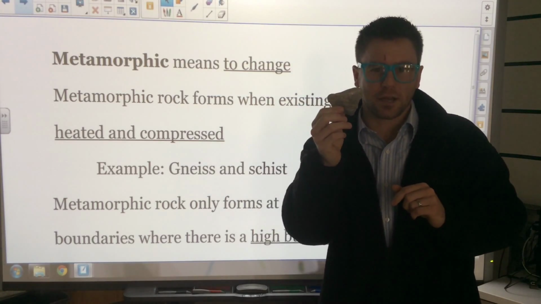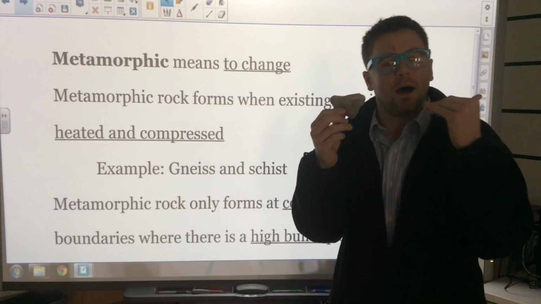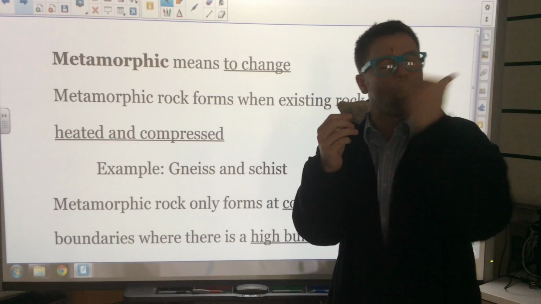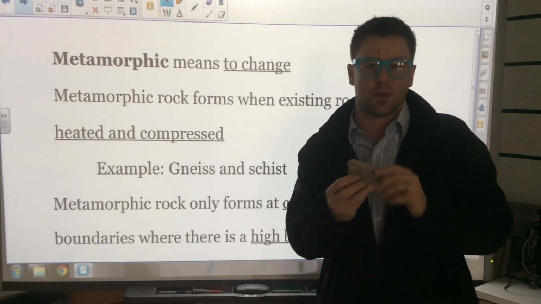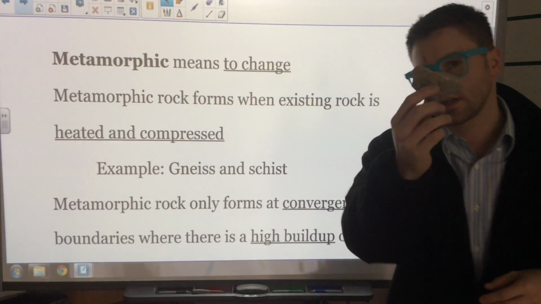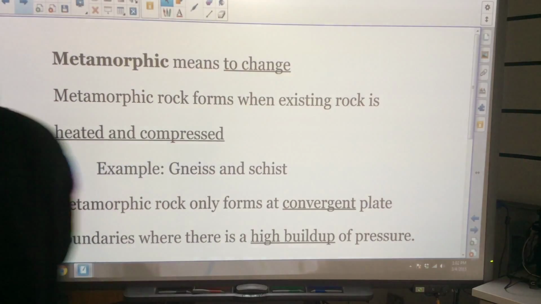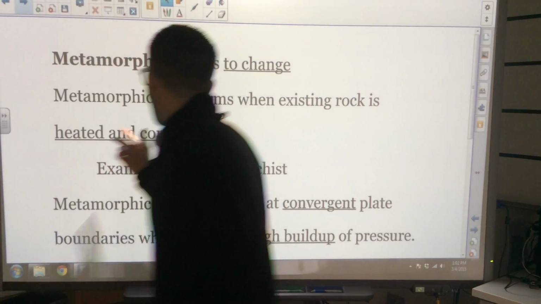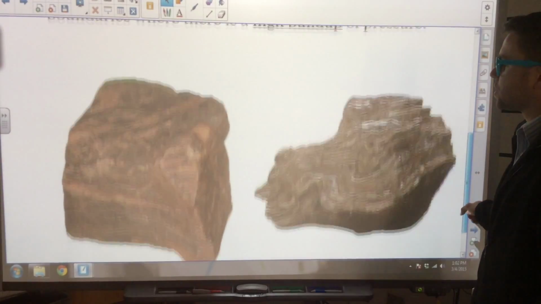In class, we'll take a look at my schist, and we're going to see that these layers are, you can see kind of the wavy layers of sediment that have been compressed and flattened like a pancake. Okay, so here's an example of metamorphic rock. It's a pile of schist, and I don't have one of gneiss, but we do have some pictures, right?